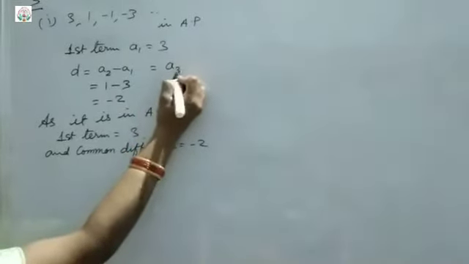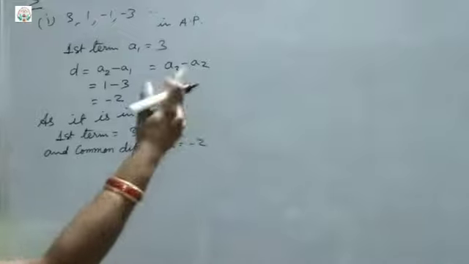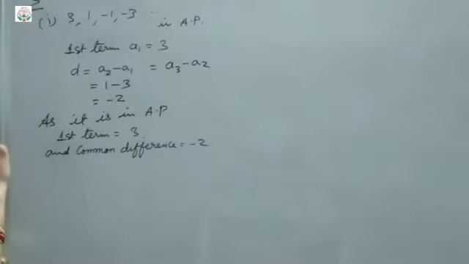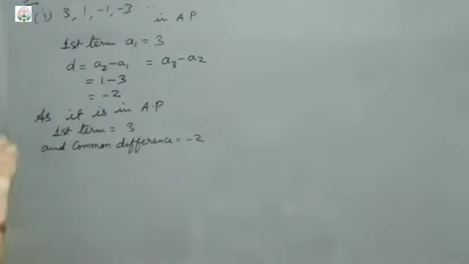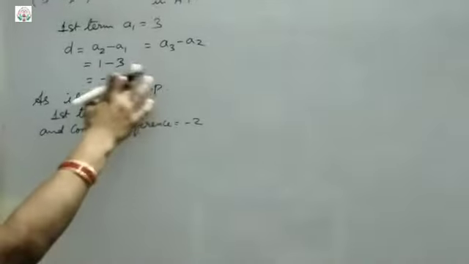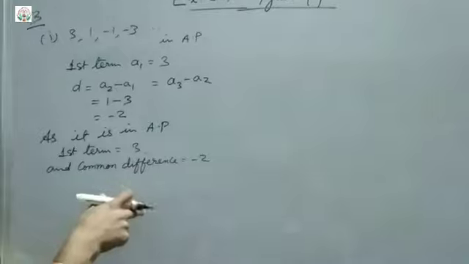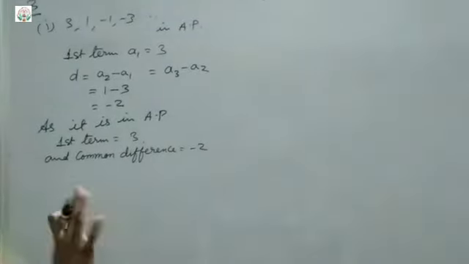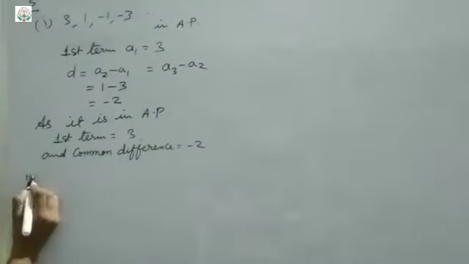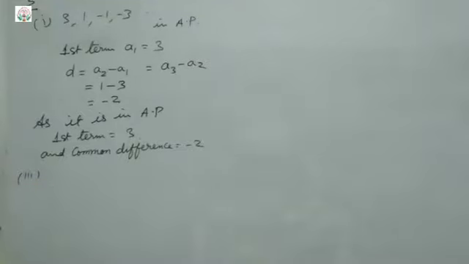That is A3 minus A2, the same way as we have done in example 1. Likewise you can find. Everywhere you will have the same D value, that is minus 2, because the series is in AP. Now the second one, do it as homework.